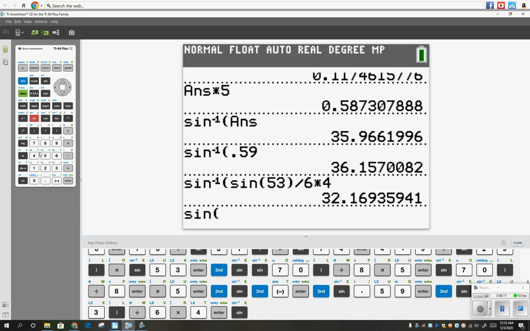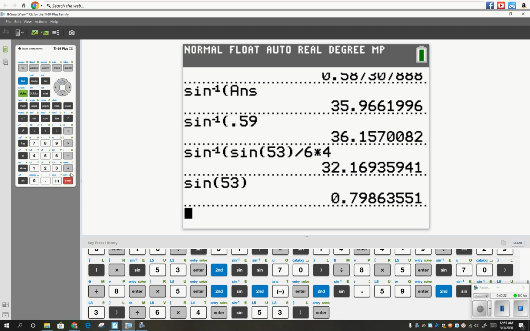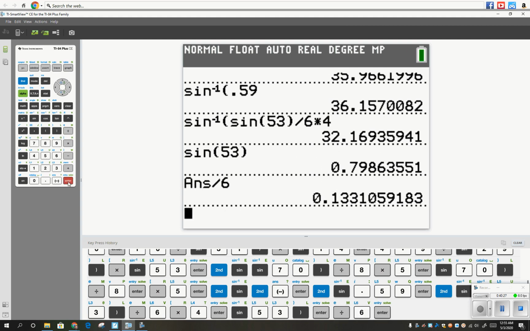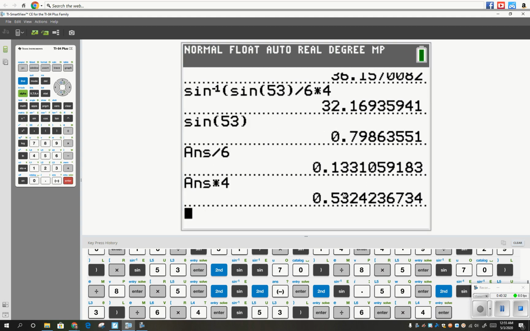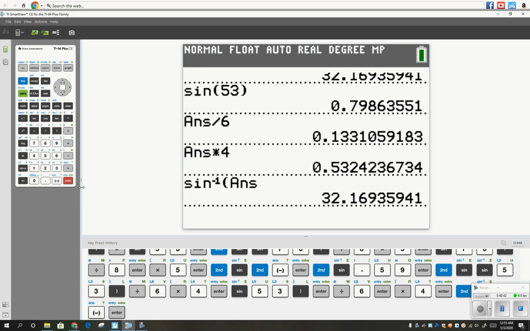So I can determine the right side if I want to, which is sine of 53 equals 0.798. Let's divide that by 6. So I'm going to do answer divided by 6. Then multiply that by 4. And then take sine inverse of that number. Now I don't want to round it, so I'm going to use the second negative, which is the answer feature, to get, again, 32.169.